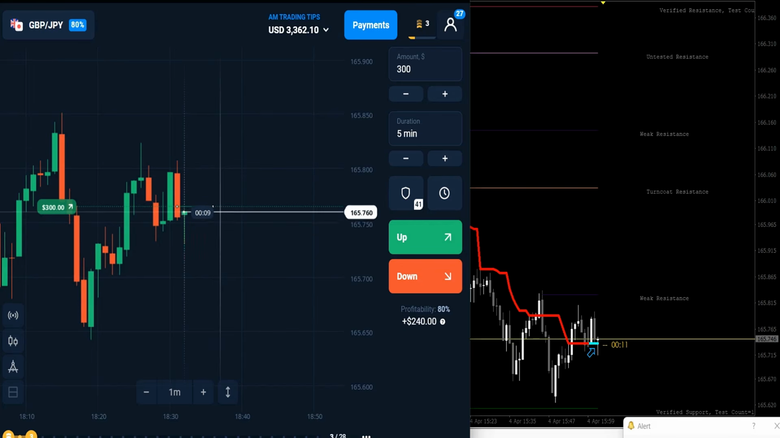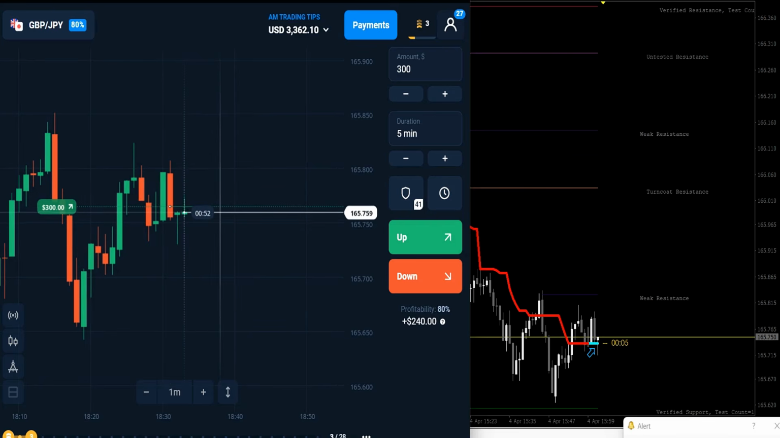Seeing this combination, a trend change signal right on top of a verified support, is my green light. I opened a buy trade immediately, trusting that the momentum was about to flip.